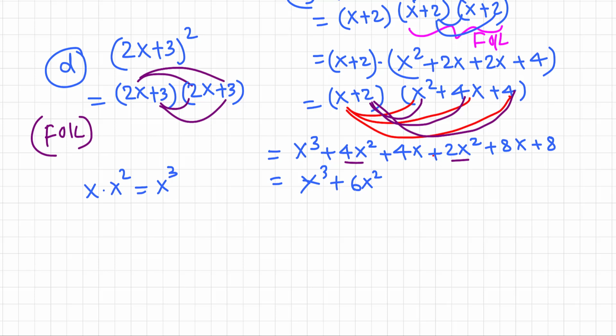And then 4x plus 8x: 4 plus 8 is 12 copies of x. And then what is left? Plus 8, a number. These are unlike terms, so we cannot combine anymore. So this is the final answer.